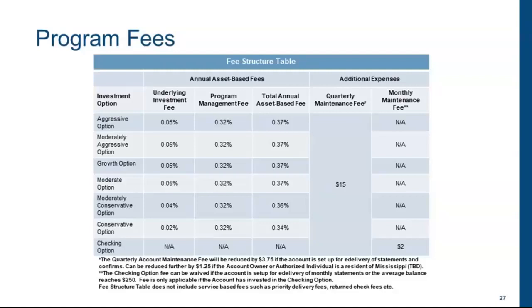Additionally, there is a per account fee of $15 that is paid on a quarterly basis, but there's also ways of reducing this fee. This fee can be reduced through e-delivery, taking the e-delivery of your statements, and also some states have residence reasons for lowering that fee even further.